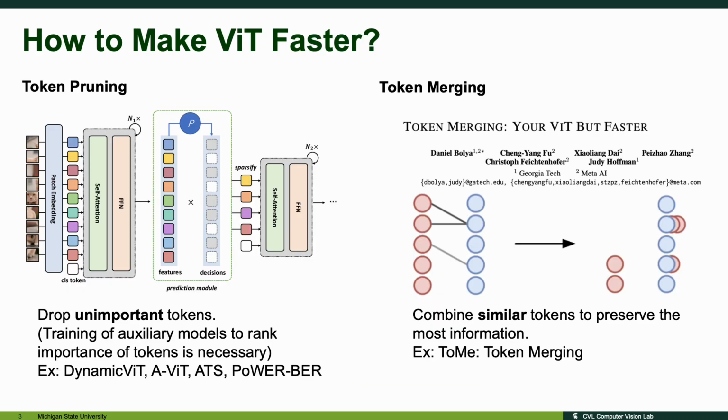Our approach to speeding up vision transformers revolves around reducing the number of tokens in the model. There are two main methodologies for doing so. Token pruning. This method involves eliminating less important tokens. It relies on specific criteria to gauge and decide which tokens are less critical and can be dropped. Token merging. This technique, highlighted in the paper Token Merging, focuses on amalgamating similar tokens. The rationale behind this is to consolidate tokens while retaining maximum information.